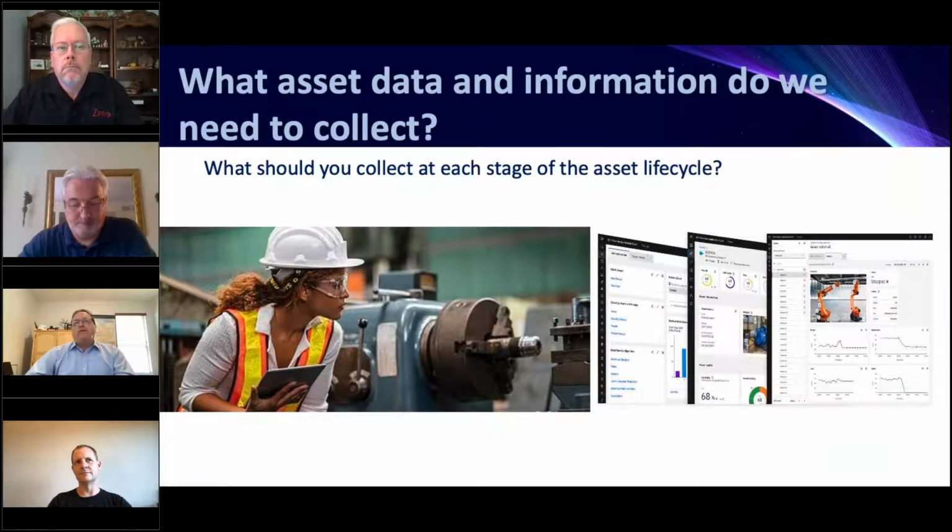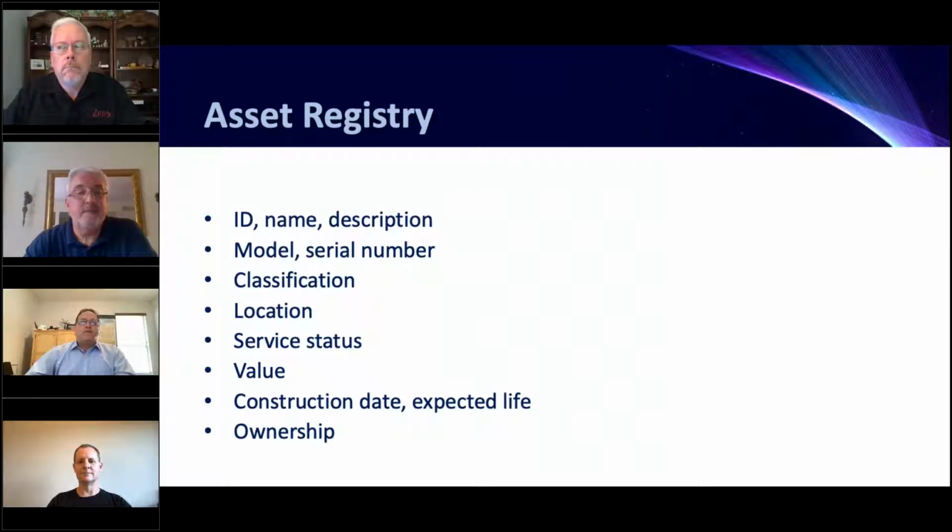What asset data information do we need to collect? What should you collect at each stage of the life cycle? Next. Examples of the data you collect for your asset registry are ID, name, description, model, serial number, classification, location, service status, value, construction date, expected useful life, and ownership.